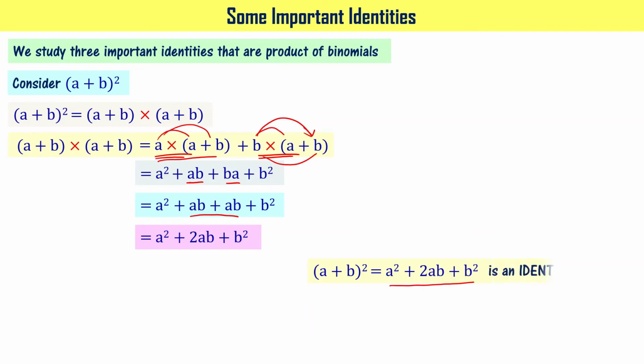It is an identity. You can pick any values for a and b and find the value of the left hand side expression, that is a plus b whole square, and find the value of a square plus 2ab plus b square. Those values are going to be the same. LHS is going to be RHS. That's why it is called an identity. Please note this.